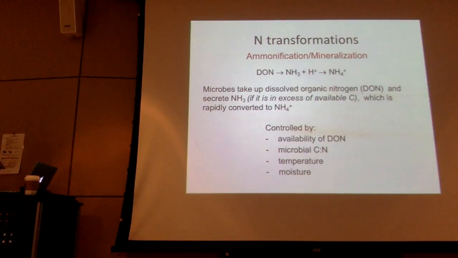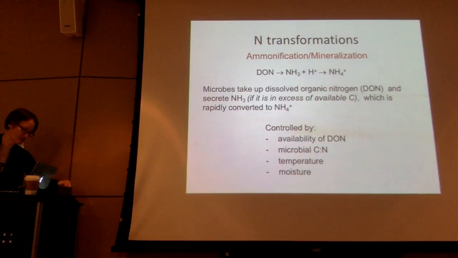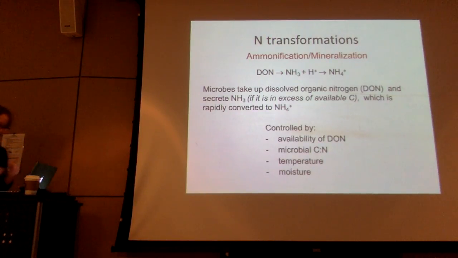Okay, for ammonification and mineralization, microbes will take up that dissolved organic nitrogen and secrete ammonia if it is in excess of the available carbon, and that's rapidly converted to ammonium. Okay, so that's controlled by the availability of the dissolved organic nitrogen. If there's none there, it's not going to happen. It makes sense. It's controlled by the availability of microbial carbon to nitrogen. It's controlled by temperature and moisture because the fungi or the bacterium has to be happy, right, to do well.